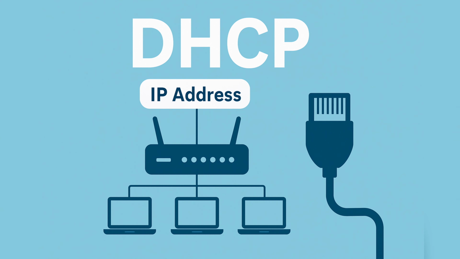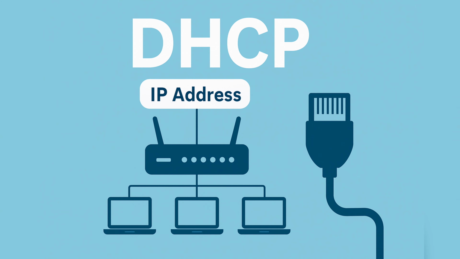DHCP options are one of the most powerful parts of DHCP. They allow you to customize the network experience of each client. For example, option 3 tells the client which default gateway to use. Option 6 tells it which DNS servers to query. For VoIP phones, options like 150, 176, or 242 point them to their call managers. For PXE boot environments, options 66 and 67 define the TFTP server and boot file. These options transform DHCP from a simple IP assigning service into a full network provisioning system.